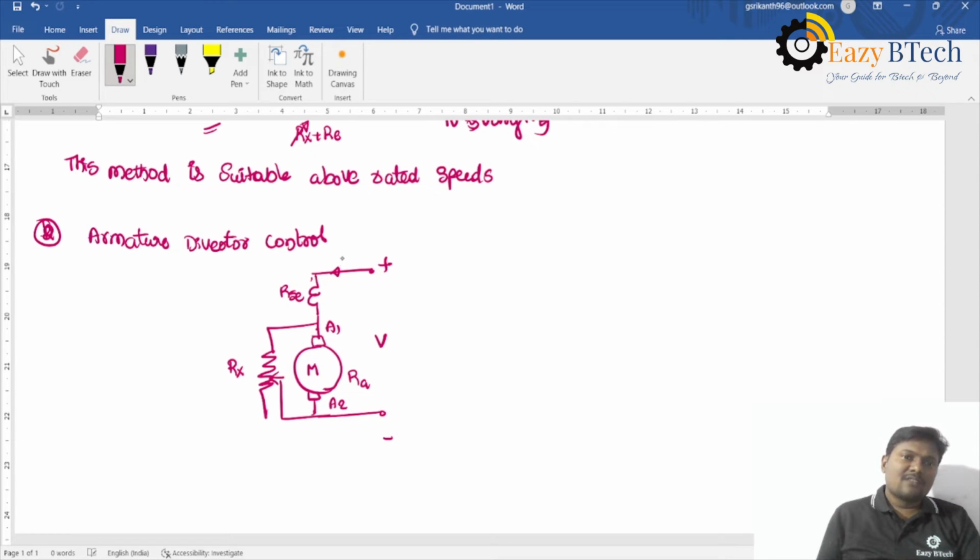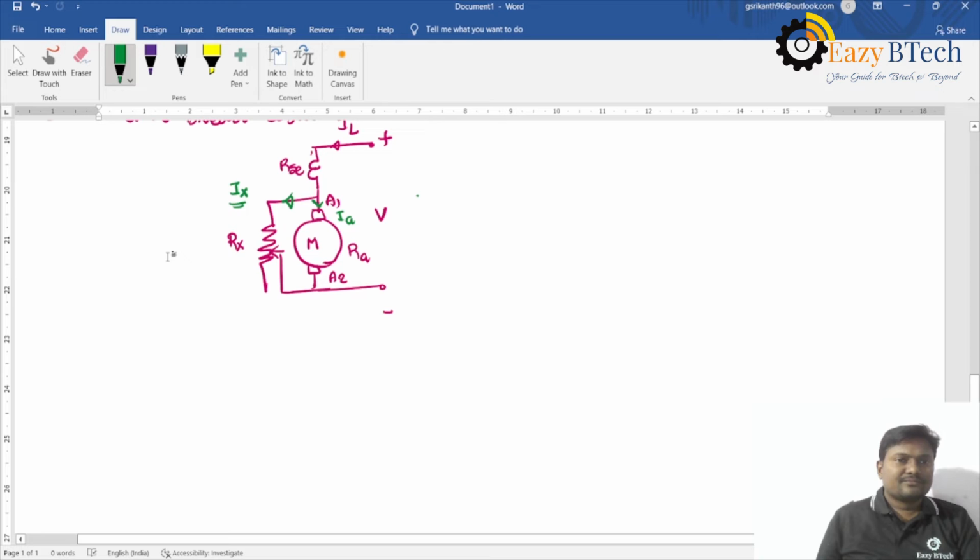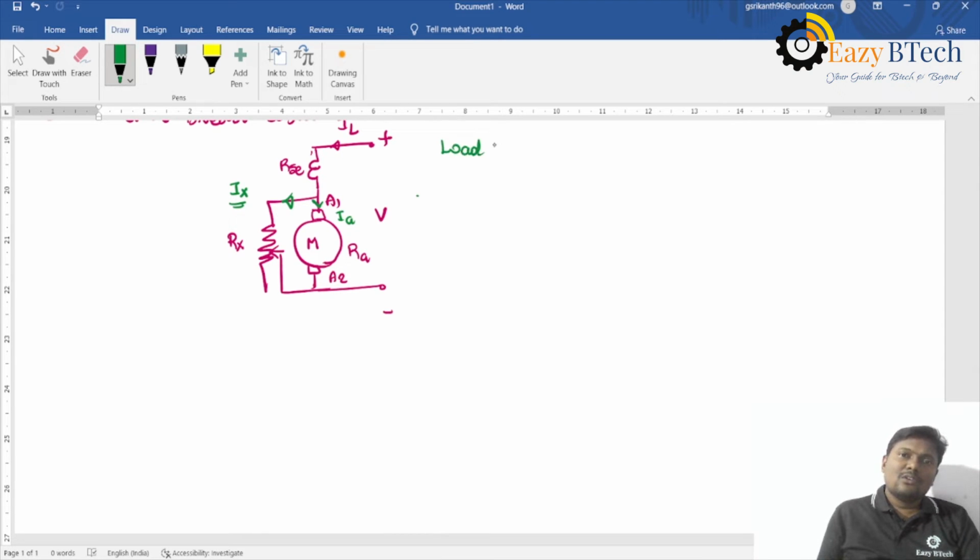The current drawn from the supply is the line current. The current flowing through the armature is IA, and the current flowing through the external resistance is Rx. So for a particular value of load, the load torque is constant, yes or no? Constant for a particular load.